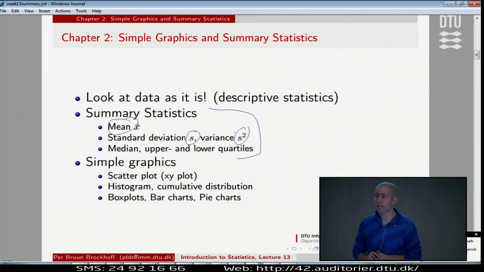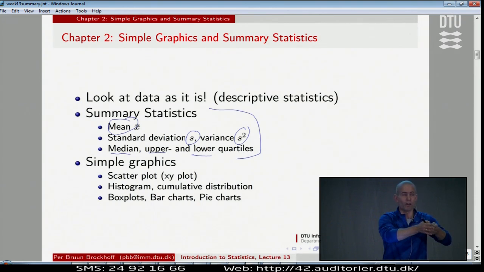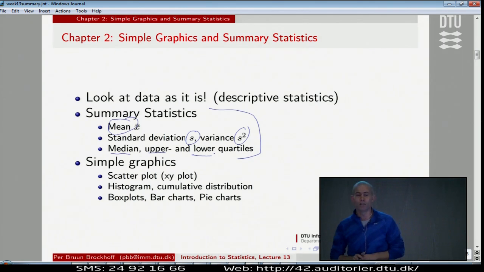We saw other ways of summarizing data in the beginning. We saw the median and upper and lower quartile, a more robust way to tell the story about data, like saying this is the point in the middle of the data, having 50% to the left and 50% to the right. That's the median. That could be generalized to saying, I have 80% below me and 20% above me, so I'm an 80% percentile, you could say.